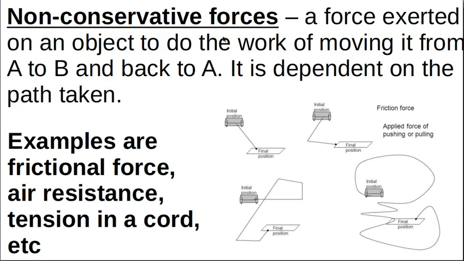So a non-conservative force depends on the path taken. From here to here, not much energy is lost. From here to here to here to here to here to here, a lot of energy is lost. So remember the examples of all of these, because that's often the yes-no questions in the long answer questions. So non-conservative forces are friction, air resistance, and tension in a cord.